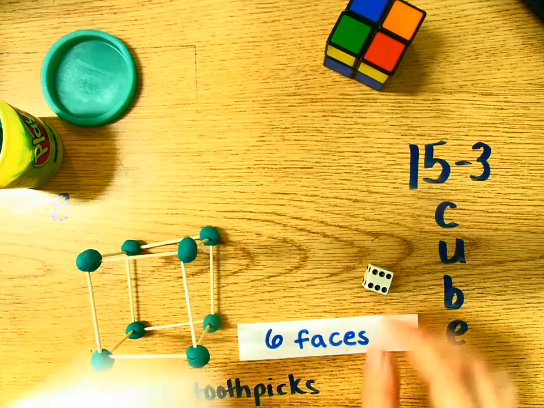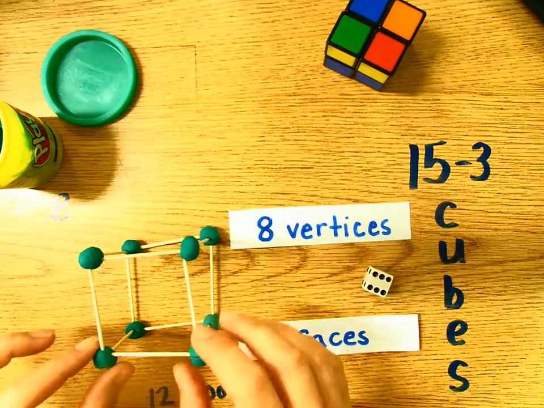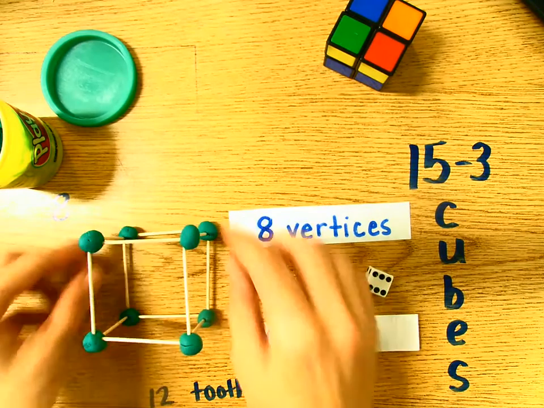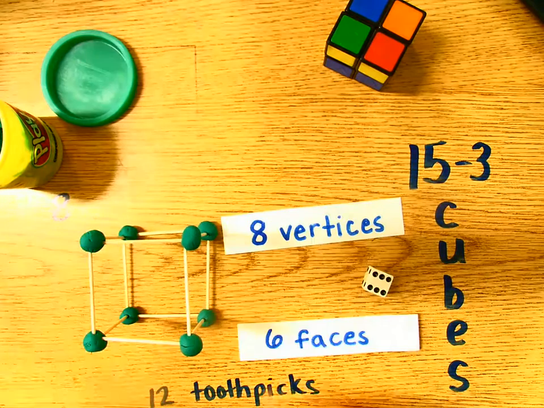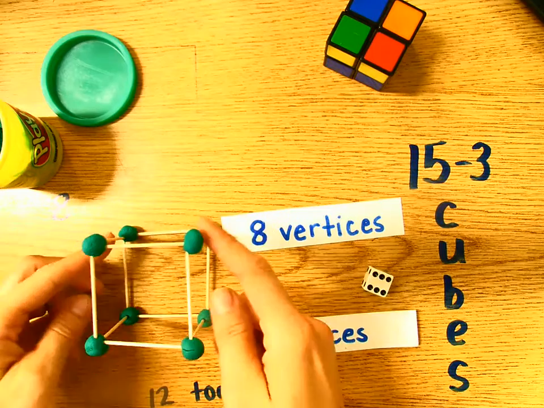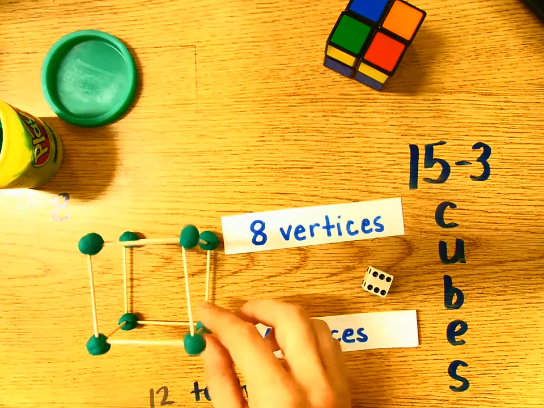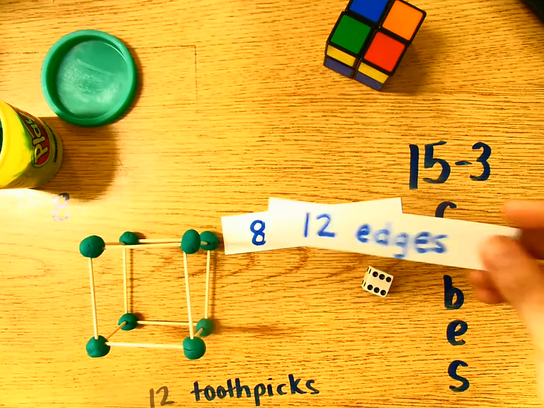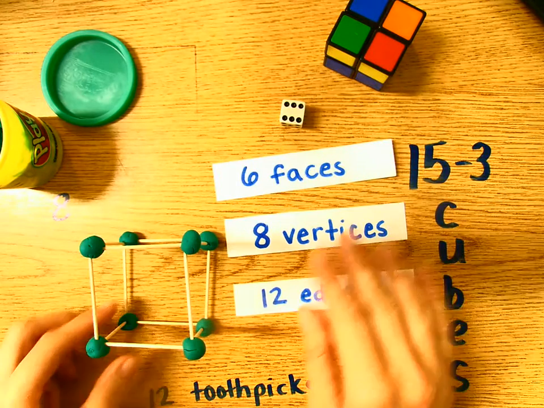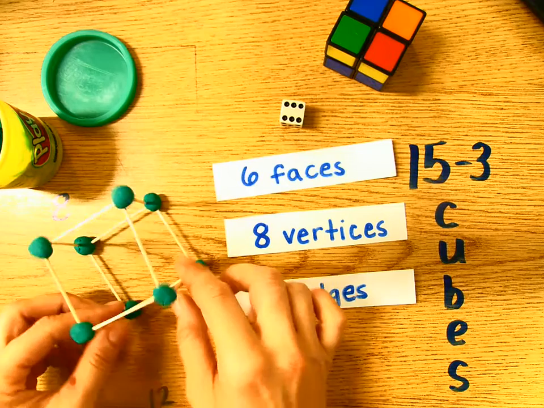You're also going to have 8 vertices. That was our Play-Doh. Remember, vertices are corners, and cubes have corners too, even though they are 3-dimensional. They do have a corner, and the corners are where these edges come together. So remember, we started with 12 toothpicks because cubes have 12 edges. So each of these is an edge.